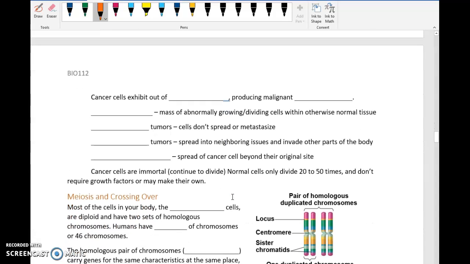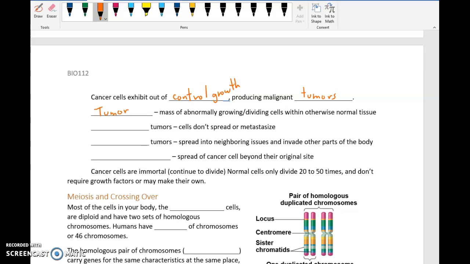So the reason we are mentioning this is that when things go wrong, we can end up with cancer. Cancer cells exhibit out-of-control growth, and they produce malignant tumors. So a tumor is a mass of abnormally growing and dividing cells in otherwise normal tissues.